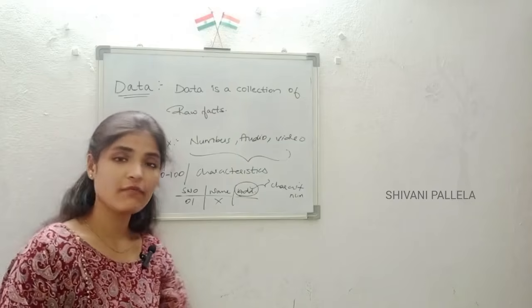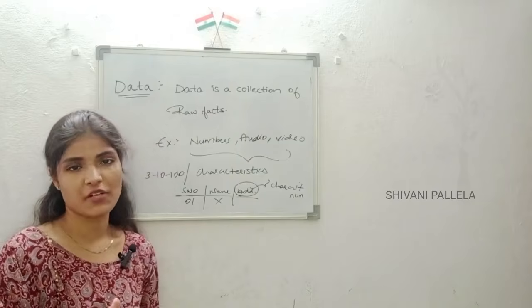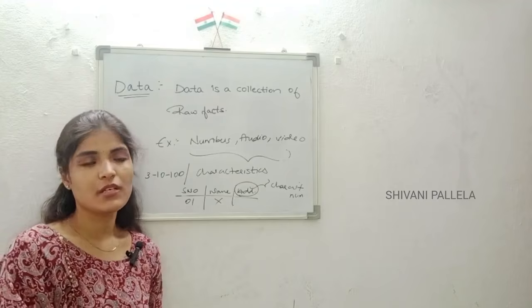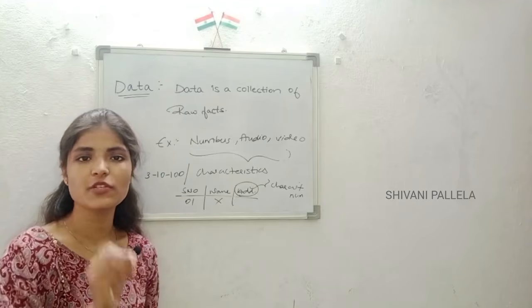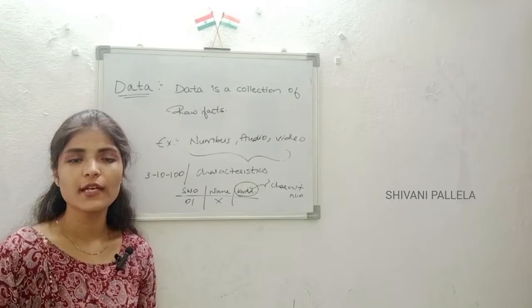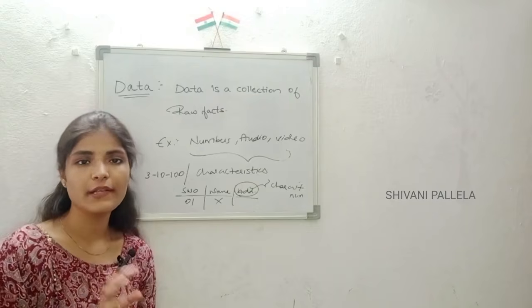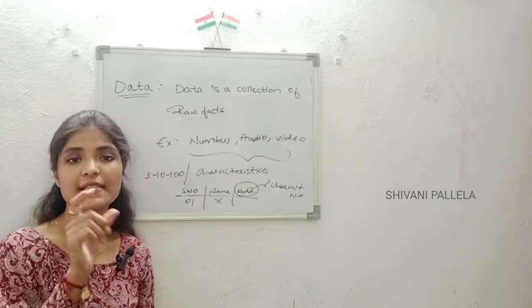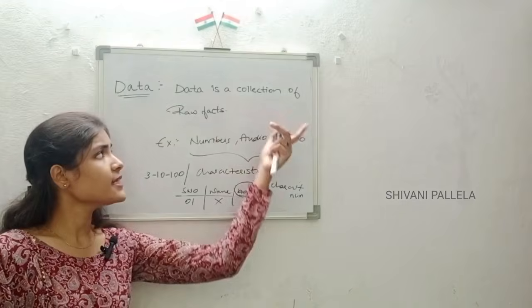Okay. So now next we will discuss information. What is meant by information? There are a few definitions which you need to learn in this subject. Those will be small definitions also. You should understand the meaning. Data is a collection of raw facts.